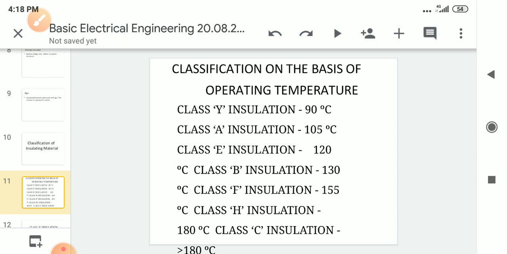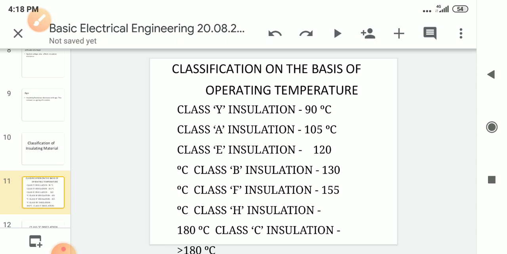It is classified as class Y, class A, class E, class B, class F, class H, class C. Let's see what these classes are. There are hundreds of insulating materials available in the market, right? We have to divide them into particular classes.